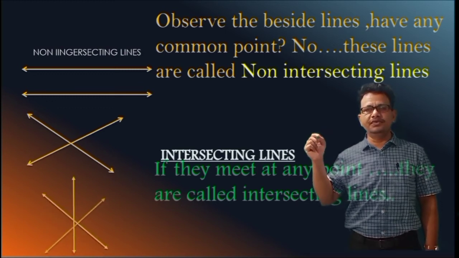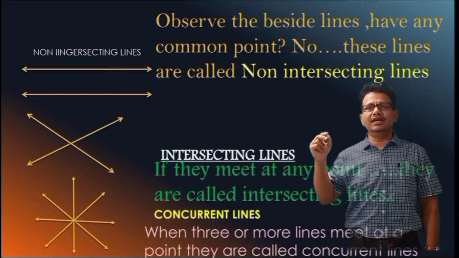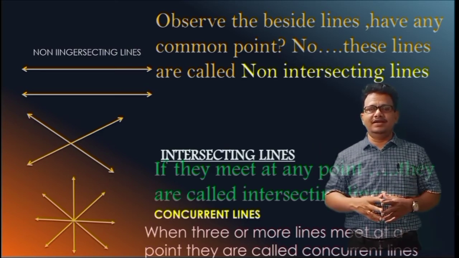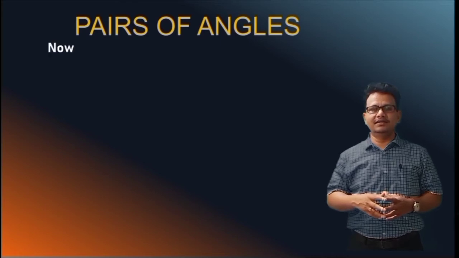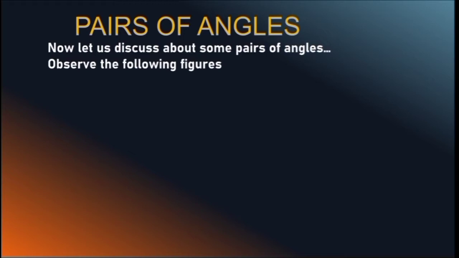Now, look at the third figure. Three or more lines meet at one point. These type of lines are called concurrent lines. Now, let us look at the pairs of angles. Now, we are going to know about pairs of angles. Now let us discuss about some pairs of angles.